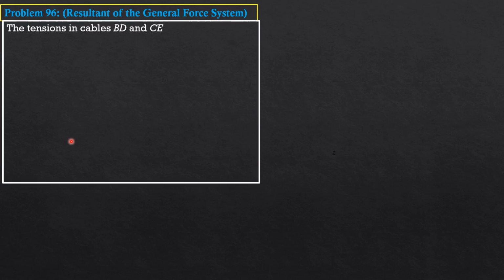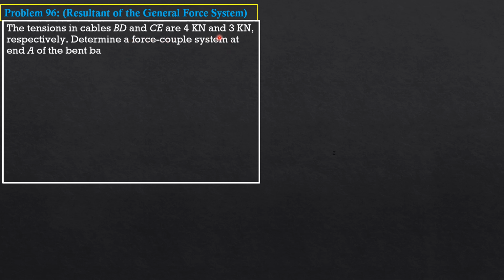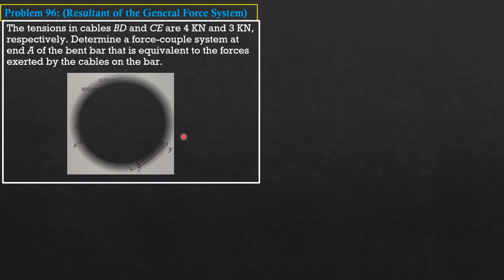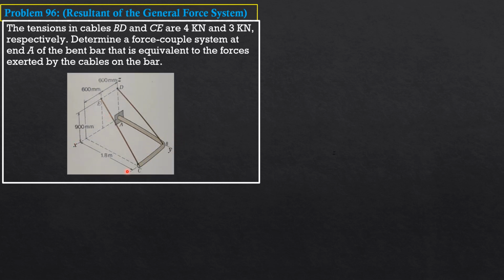Then example 96, the tensions in cables BD and CE are 4 and 3 kilonewtons respectively. Determine a force couple system at end A of the bent bar that is equivalent to the forces exerted by the cables on the bar. So here is the given figure. For the solution, first we have to express each tensile force into vector form.